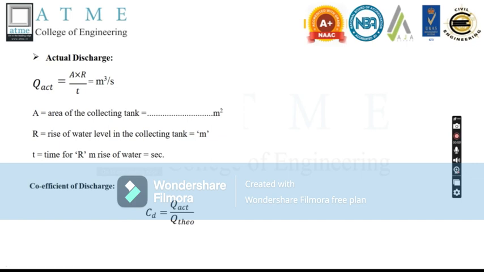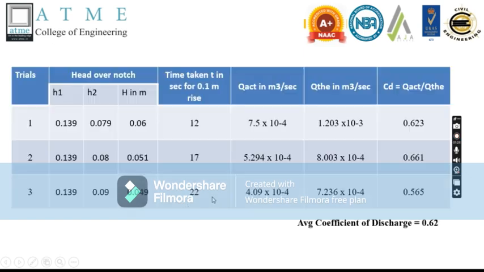Then we can calculate the actual discharge, that is Q actual equals A R by small t. So discharge will be in meter cube per second, where A is the area of the collecting tank in meter square. Already we have calculated and obtained the area as 0.09 meter square, and R is the 0.1 meter rise of water level in the collecting tank, and t is the time taken to fill the collecting tank for the corresponding 0.1 meter rise, which we have noted down. Then with that we can calculate the coefficient of discharge CD by using the formula Q actual by Q theoretical.